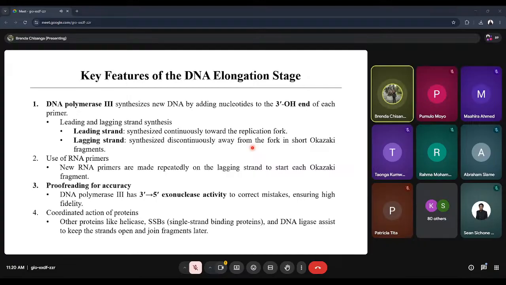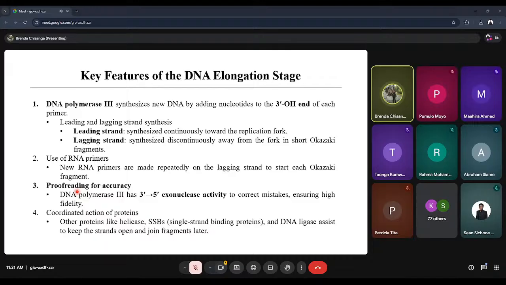So in elongation, we're going to see terms such as leading strand, lagging strand, and also Okazaki fragments. And with these, you must pay attention to the reference point. If you see what I did in the previous slide, my reference point was the replication fork. When synthesis is in the same direction as the fork, we refer to that as the leading strand. When synthesis is in the opposite direction to the replication fork, we call that the lagging strand. We know that elongation uses primers. This part we've already looked at.